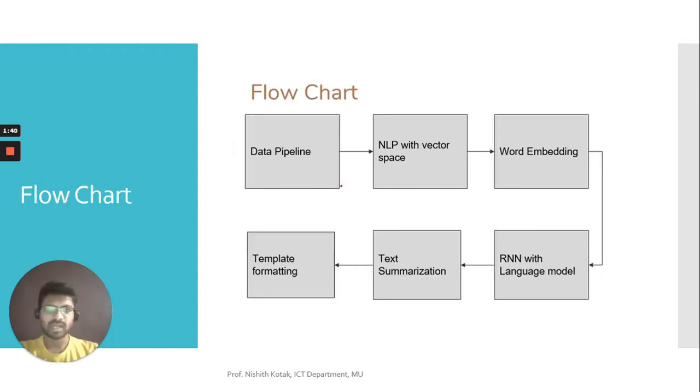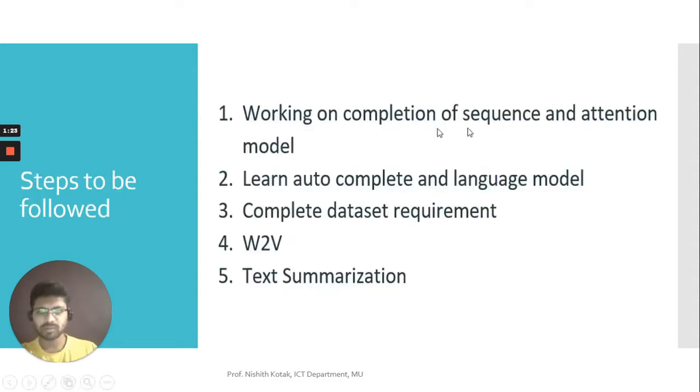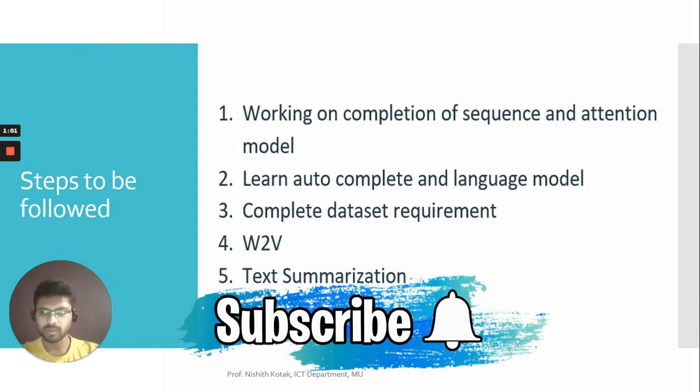This was the flowchart that I had decided, where I took the data, then sent it through vector space, word embeddings, the RNN model, the summarization, and then template formatting. This was the basic flowchart that I had decided at the beginning of the project. The steps followed were in line with the flowchart: working on sequential and attention models, which helped me understand how the text would be utilized, then autocomplete and language models, word to vector, and text summarization.